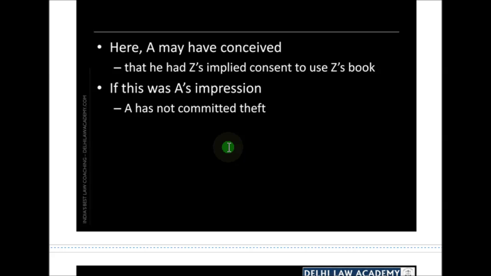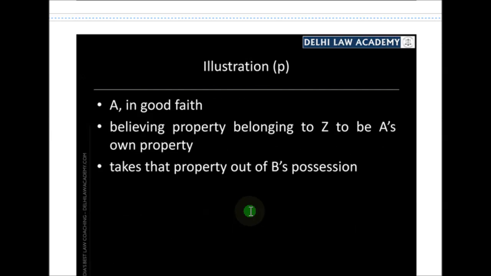Here, A may have conceived that he had Z's implied consent to use Z's book, and if this was A's impression, then obviously A has not committed any theft because then there is a consent of the person who was in possession. The last illustration is this.